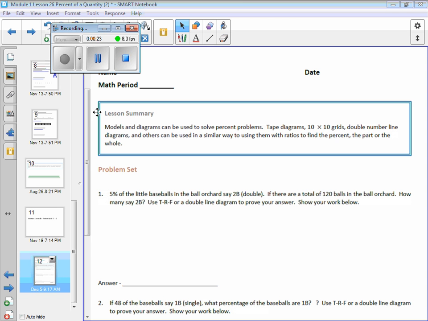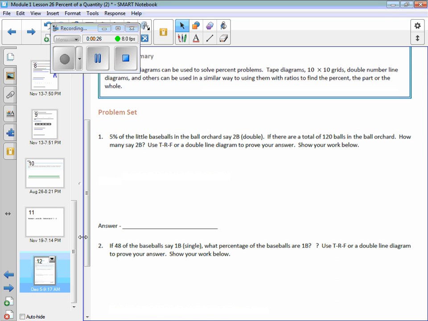Okay. So to start off, guys, the whole gist of this, the first thing that you really have to determine when you read through this is what's considered the part and what's considered the whole. And then when you read the question, you've also got to get a sense of, are they asking you for a percent, or are they asking you for a number of something, a number of items, in this case, a number of baseballs. So in reading the question, it says 5% of the little baseballs in the ball orchard say 2B, which is a double. If there's a total of 120 balls in the ball orchard, how many say 2B?